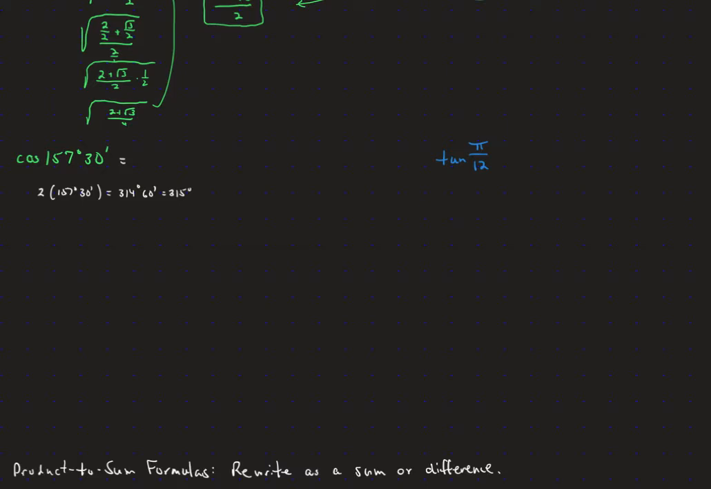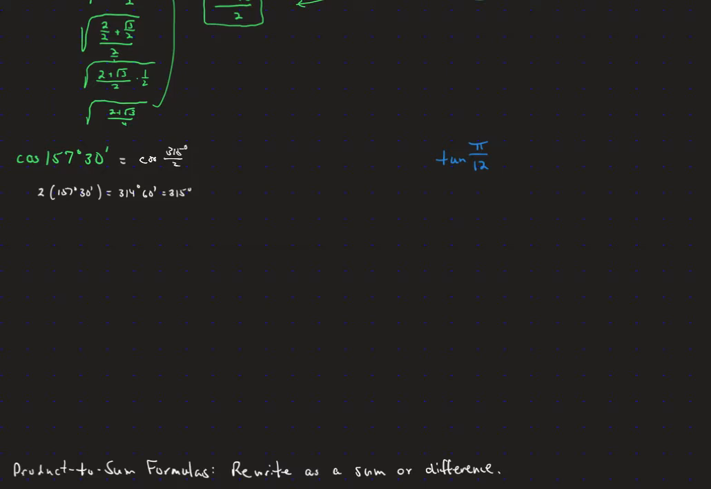So 157 degrees 30 minutes we can think of as, it's going to be the cosine of 315 degrees divided by 2.